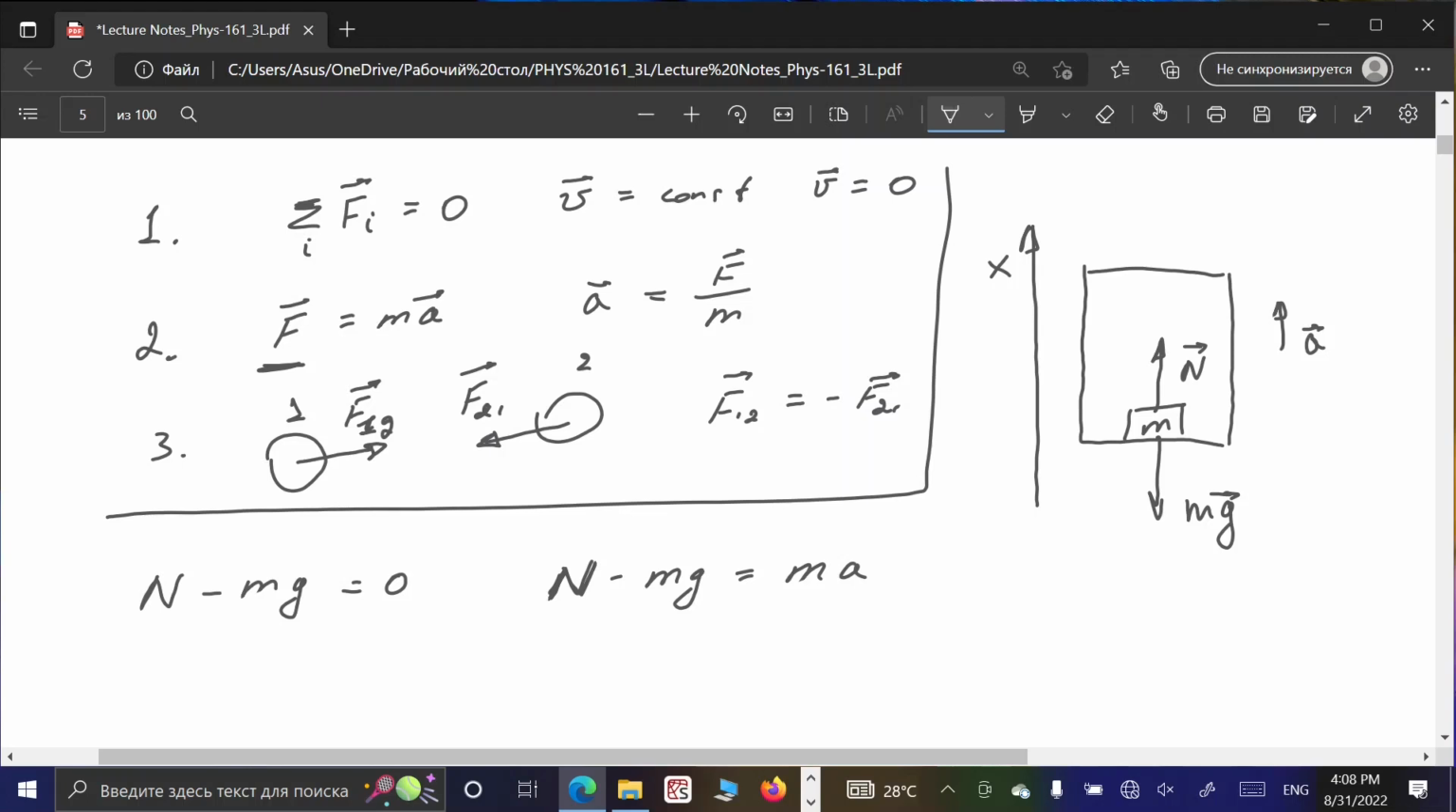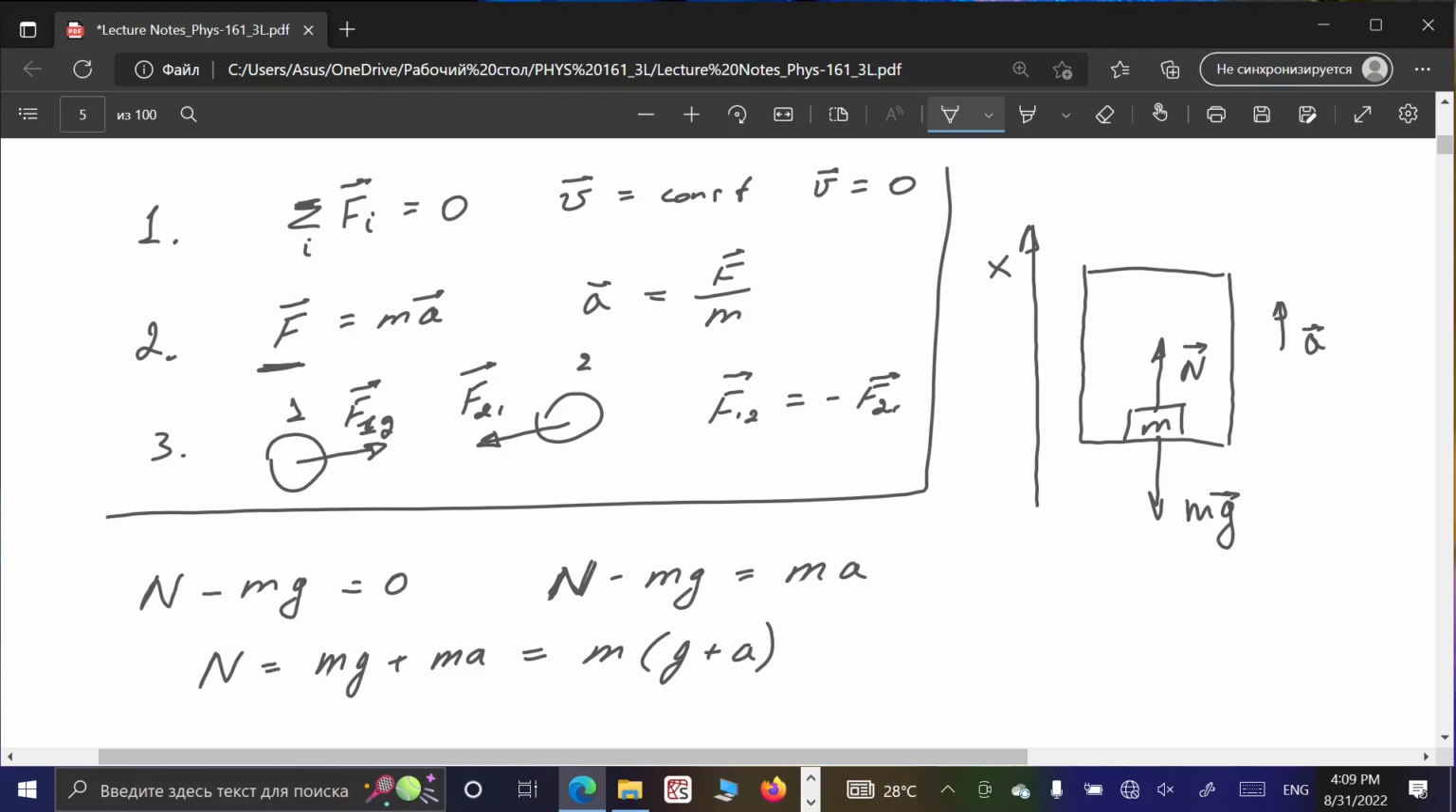So in this case, we can express N as mg plus ma, and that will be equal to m times (g plus a). So we see that the reaction of the elevator will increase in comparison to the first case, that was just mg. Now it's m times (g plus a) when this acceleration is pointed upwards along axis x.